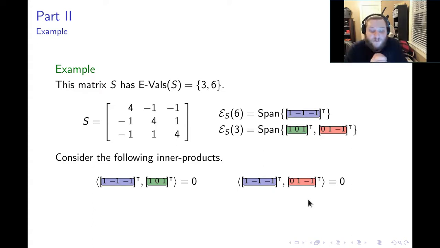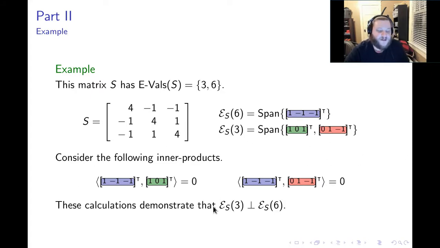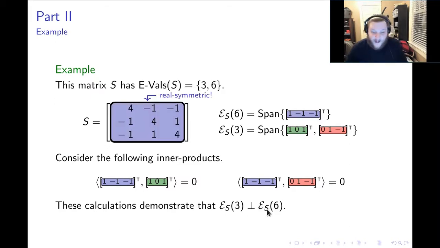And we shouldn't be surprised by this because we just proved in part 2 of the spectral theorem that any two eigenspaces of a Hermitian matrix, and every real symmetric matrix is also a Hermitian matrix, are guaranteed to be orthogonal to one another. So we shouldn't be surprised that the eigenvectors from the eigenspace where lambda equals 6 are orthogonal to the eigenvectors from the eigenspace where lambda equals 3. These two calculations demonstrate that these two eigenspaces are orthogonal to one another. Again, not a surprise because this matrix is real symmetric, and therefore Hermitian, which means the second part of the spectral theorem applies here.